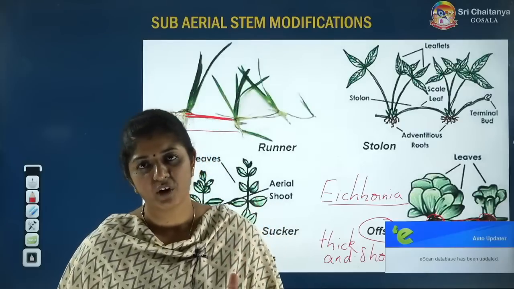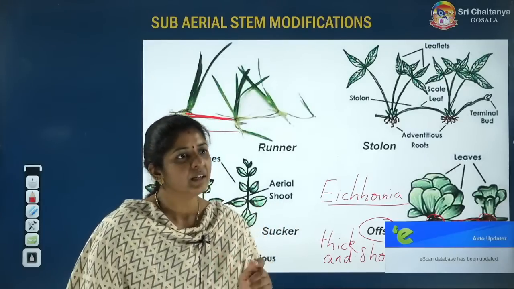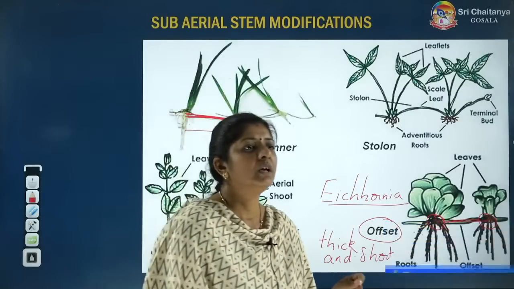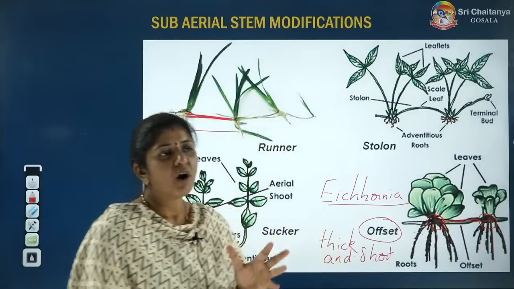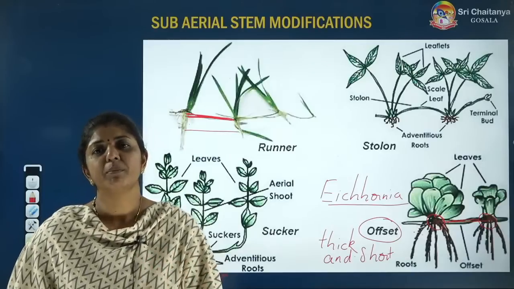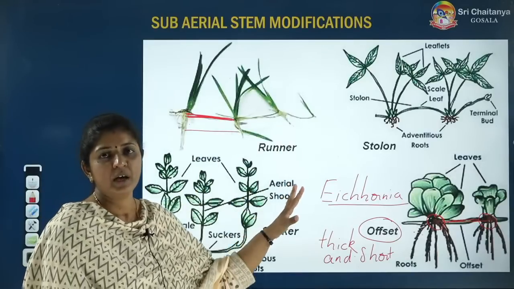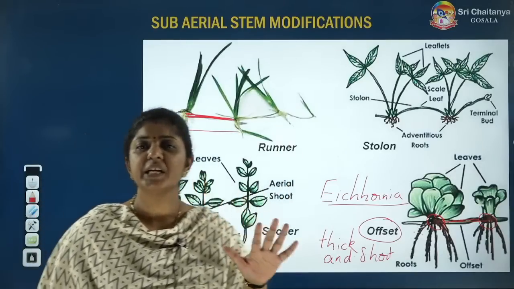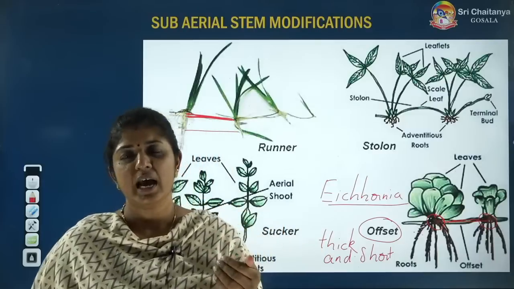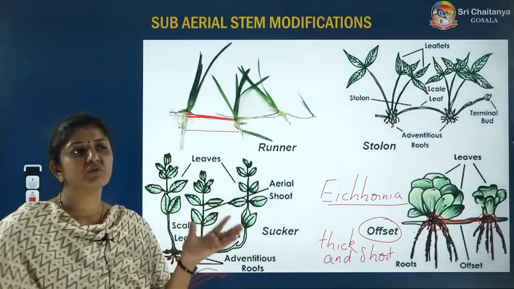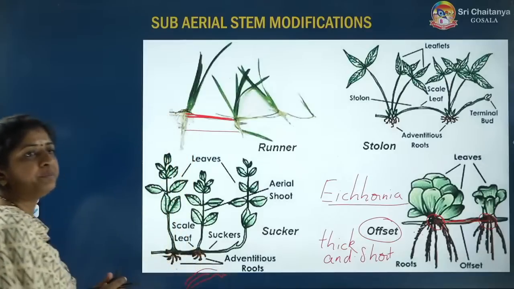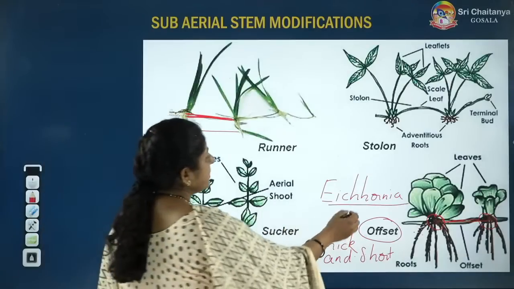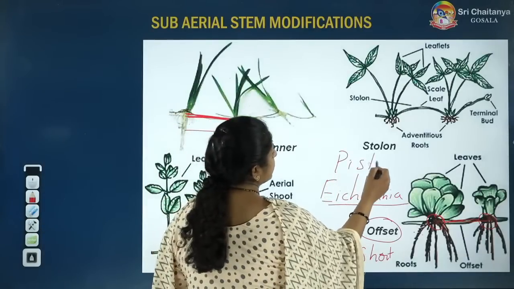Aerial stem modification. Fine. So here, does grass multiply like stolon? Obviously, these all are for what thing? Vegetative propagation. All the modification. Underground stem modification mainly is for storage, and subaerial stem modification is for multiplication. Fine. Okay. Pistia is also an example here. It will come under here, right?